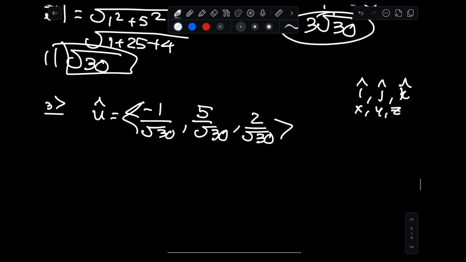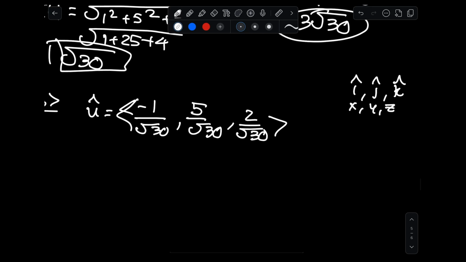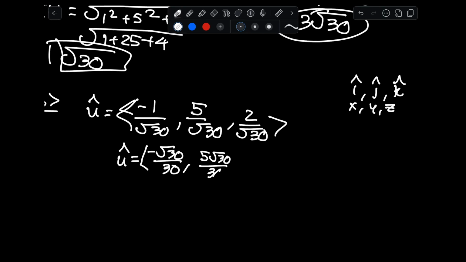And for this, the u hat's the same idea, but it's referring to the specific vector. So we know that u hat equals negative root 30 over 30. I'm just going to simplify because it makes my life easier. This is going to be 5 root 30 over 30, which becomes root 30 over 6. Then 2 root 30 over 30 becomes root 30 over 15.